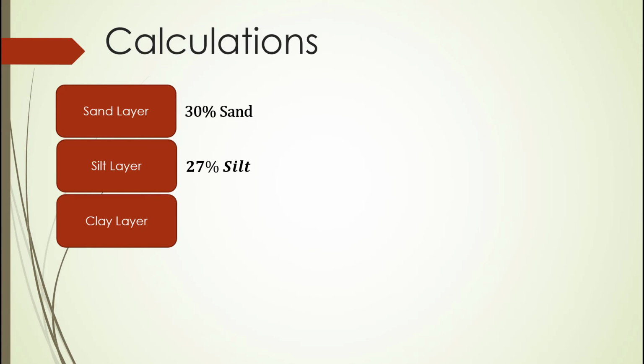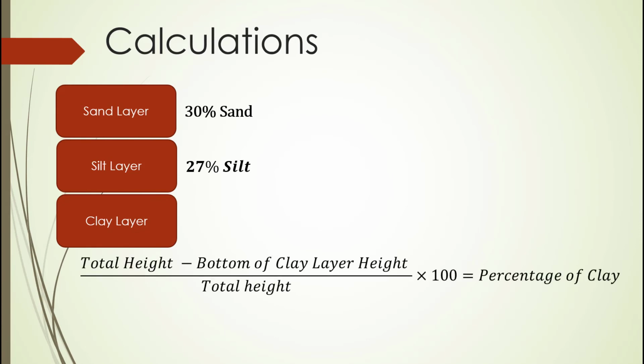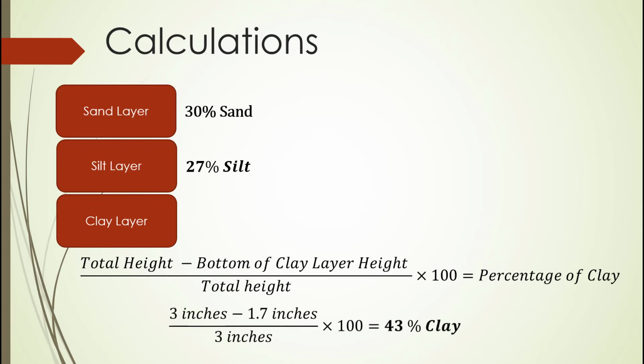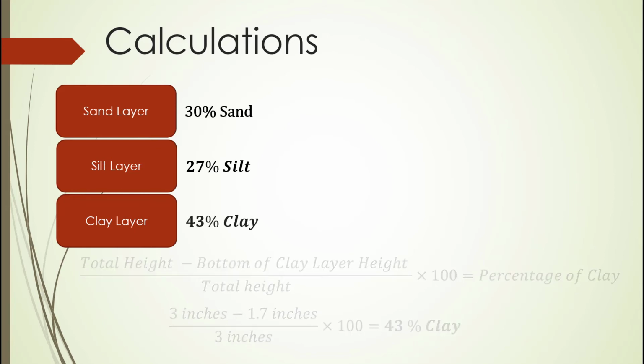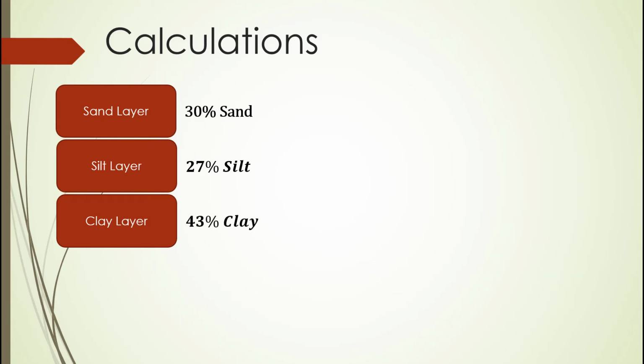Lastly, we're going to figure out our clay percentage. To do that, we're going to take our total height and subtract the bottom of the clay layer height, so the top of the silt layer. Divide that by the total height and times it by 100. So our total height was 3 inches. The top of our silt layer was 1.7 inches. So we're going to subtract that, divide that by our total, times that by 100, and get 43% clay. Now that we have those three percentages, they should all add up to be 100%. If they don't, you made a calculation error somewhere.